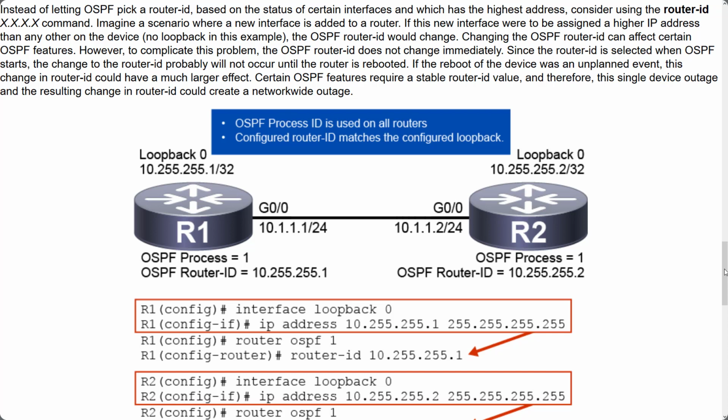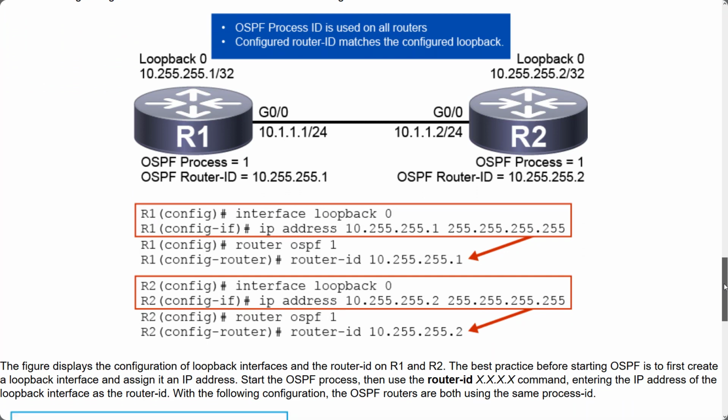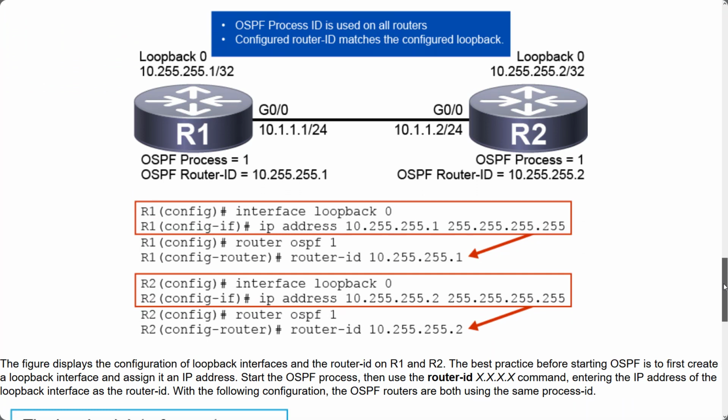Okay, so we're starting to see more of the configuration here. We have a loopback interface that's configured with an address of 10.255.255.1. We have our OSPF process with process ID 1, and we're specifying the router ID as 10.255.255.1. That's a little redundant.